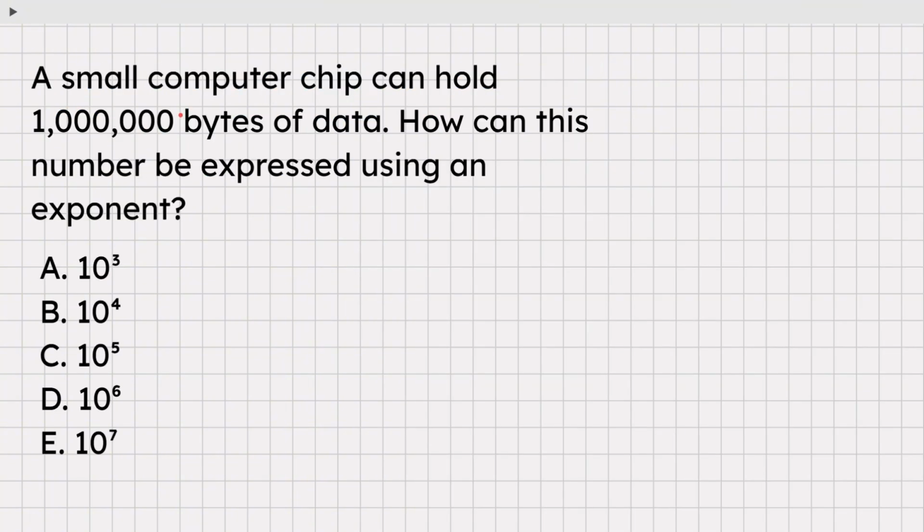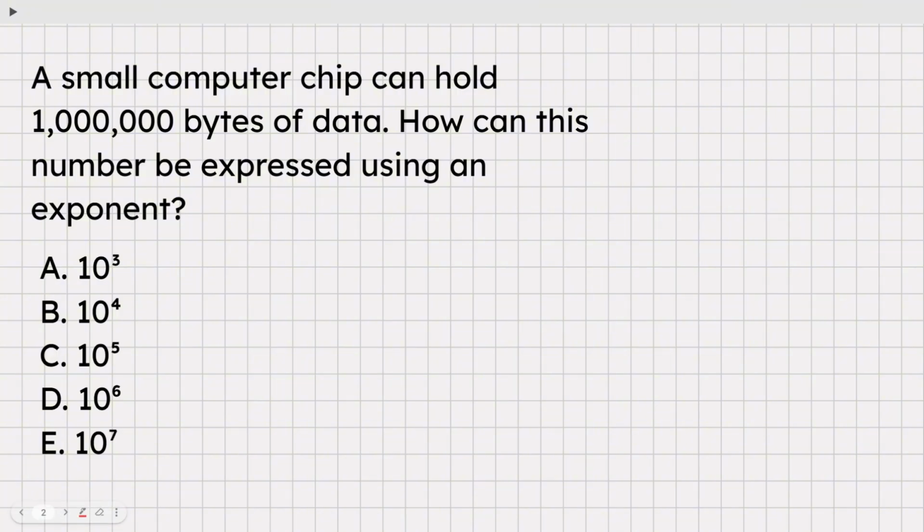In the first question, a small computer chip can hold 1 million bytes of data. How can this number be expressed by using an exponent? A 10 to the third, B 10 to the fourth, C 10 to the fifth, D 10 to the sixth, or E 10 to the seventh. So we're looking to convert this 1 million to a power of 10.